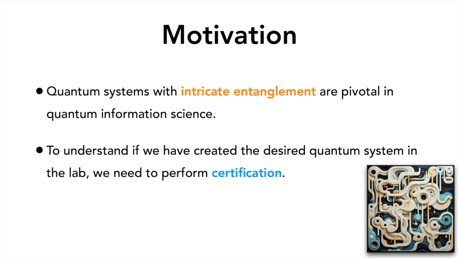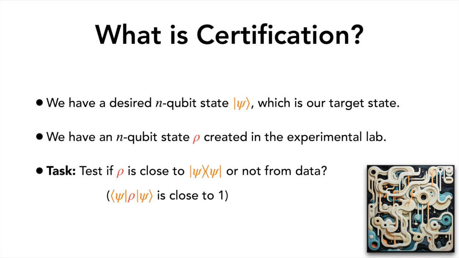However, let's say we go on to the next slide. In order to really achieve such a thing, that is to create quantum systems with very intricate entanglement, a very important thing to do is to certify, to understand if we have really created the desired quantum system in the lab. So before moving on, let's imagine the following setting. Our goal is to generate some highly intricate, highly entangled quantum state.